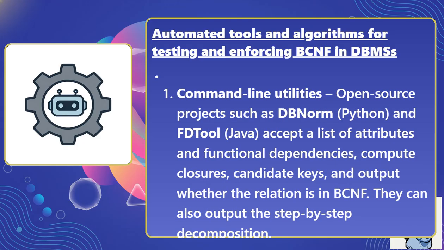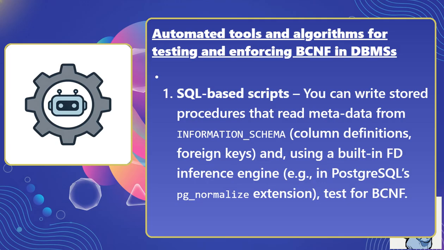Command line utilities: open source projects such as dbnorm-python and fdtool-Java accept a list of attributes and functional dependencies, compute closures, candidate keys, and output whether the relation is in BCNF. They can also output the step-by-step decomposition. SQL-based scripts: you can write stored procedures that read metadata from information schema column definitions and foreign keys, and using a built-in FD inference engine, e.g. in PostgreSQL, the pg_normalize extension, test for BCNF.